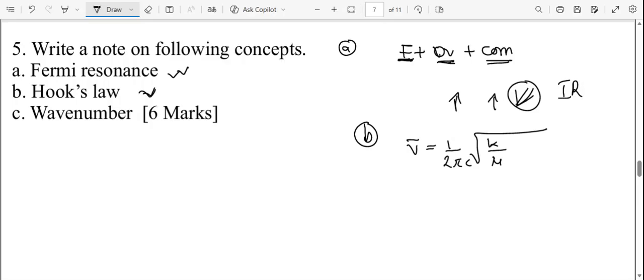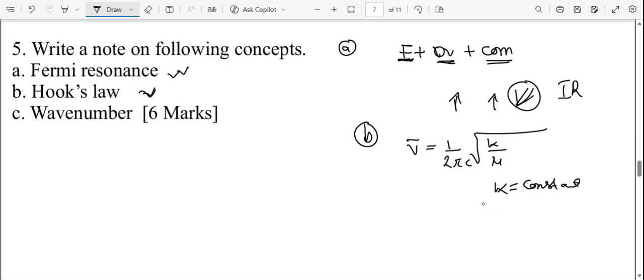Once we see this, we'll be able to discover the force or the wave number of that particle. So the wave number is the inverse of wavelength. So what will happen is that this k is the force constant, so it's constant.